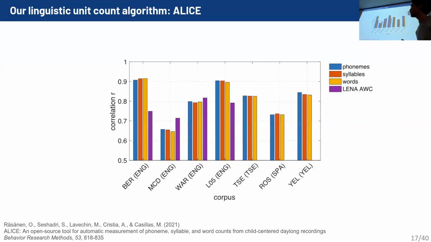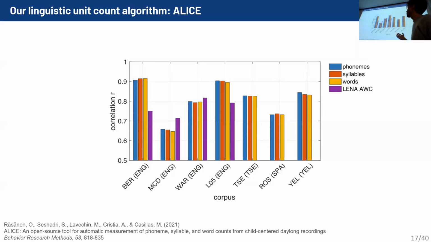So I won't go over the details of the evaluation, but here you have the correlation coefficient between the numbers estimated by the system and the numbers returned by the human annotator. So the purple bar, which shows the score obtained by LENA, is to be compared with the yellow bar, which shows the score obtained by our system for the word count estimate task.